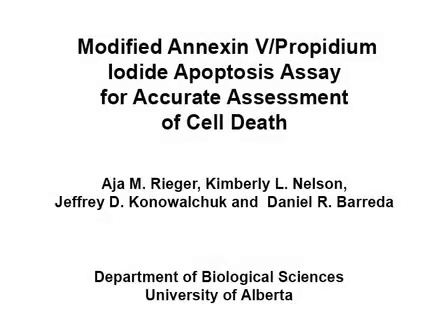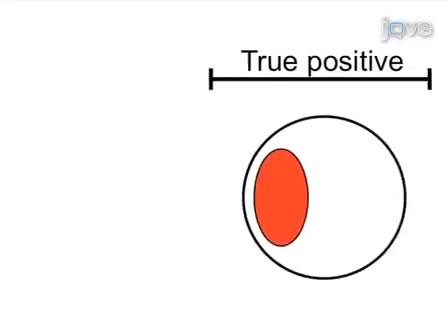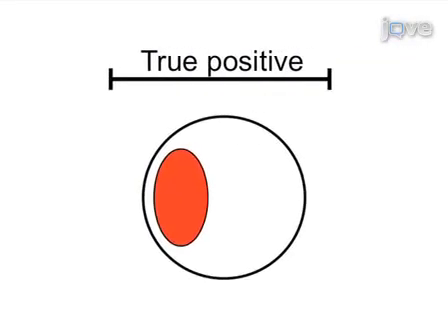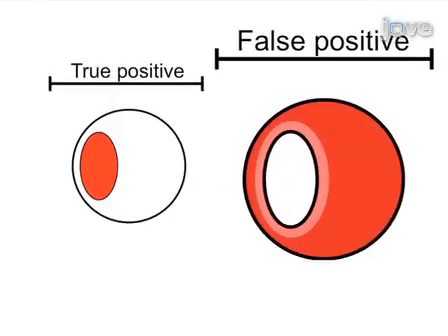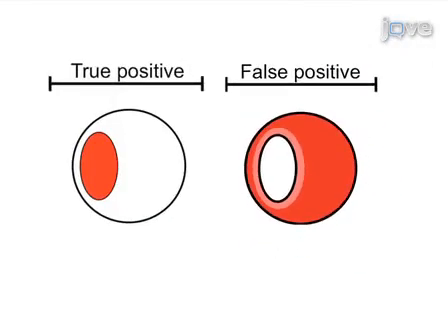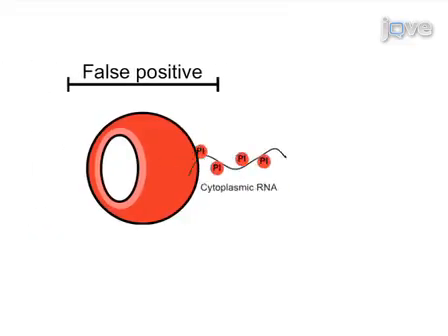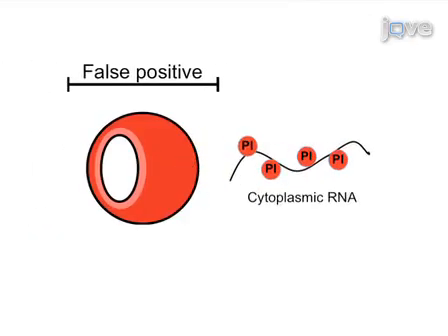The overall goal of the experiment is to overcome current issues with conventional Annexin V and Propidium Iodide staining techniques for evaluation of cell death by apoptosis and/or necrosis. We have found that conventional staining approaches of a broad range of cell lines and primary cells results in up to 40% false positive events. These false positive events are due to staining of cytoplasmic RNA.